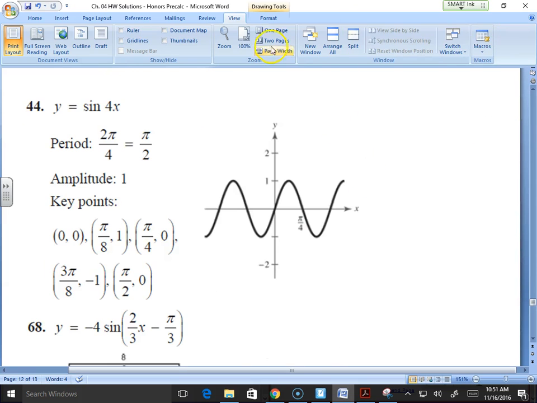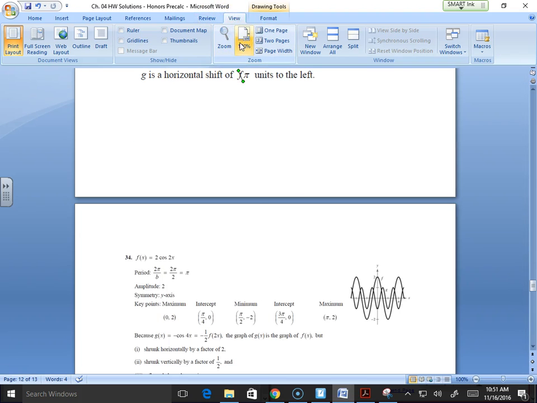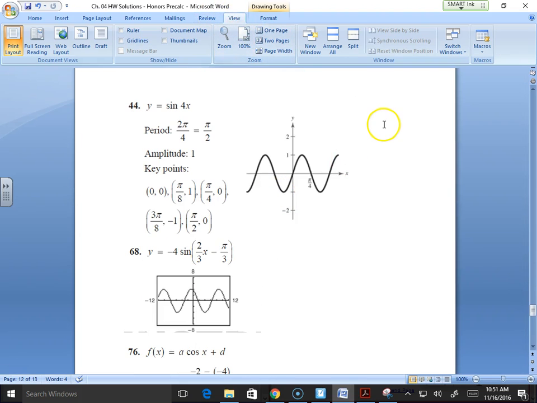Whew, it's big again. You go back to normal zoom. No. Where is he? There he is.